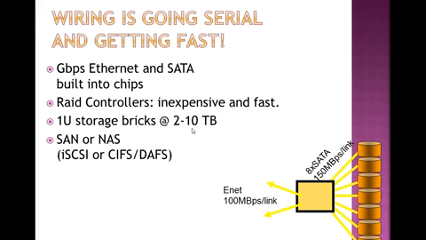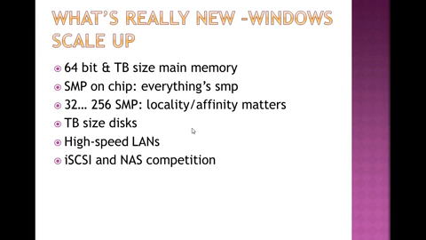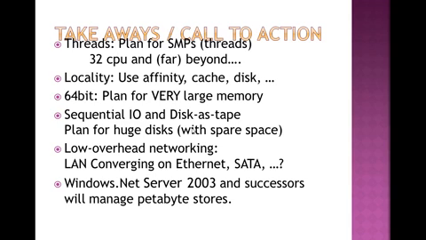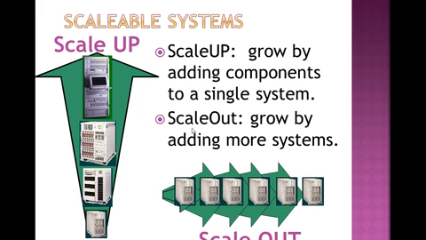Then we have discussed networking, that it supports great hardware and software. Wiring is going serial and getting fast. Then we have studied the NAS SAN horse race. What is really new in Windows scale up? This is the new Windows scale up. Take away call to action, that is, we take away the procedure and the call to action that is provided, like threads, locality, 64-bit address, sequential input output, and disk space, low overhead networking, Windows.NET Server 2000 and successors.